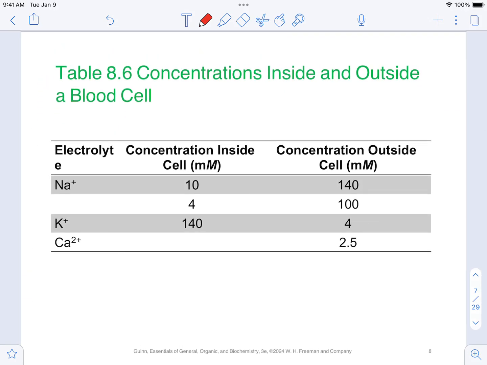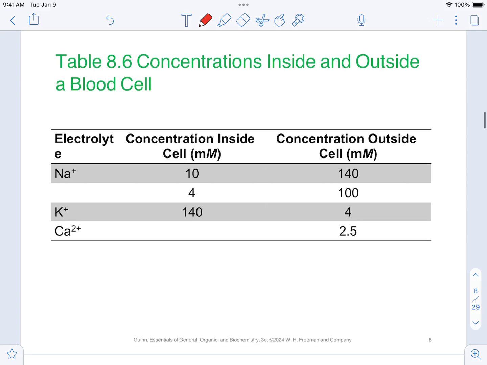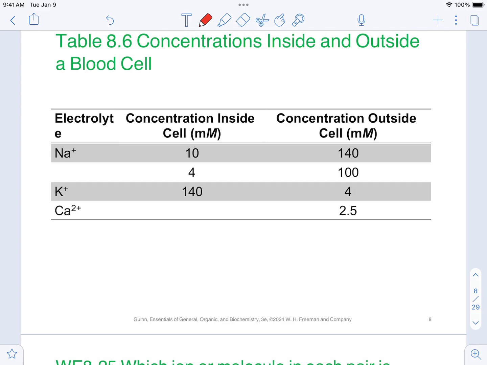So here's a table showing three different electrolytes and then the concentrations inside the cell versus outside the cell. Because the ions cannot diffuse across the cell membrane, remember we want neutral things, there are something called ion concentration gradients. And this is between the inside and the outside of the cell.